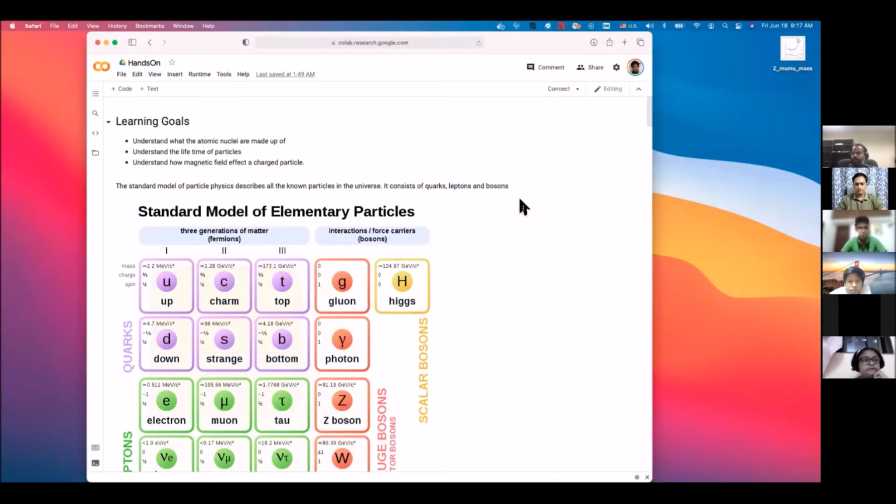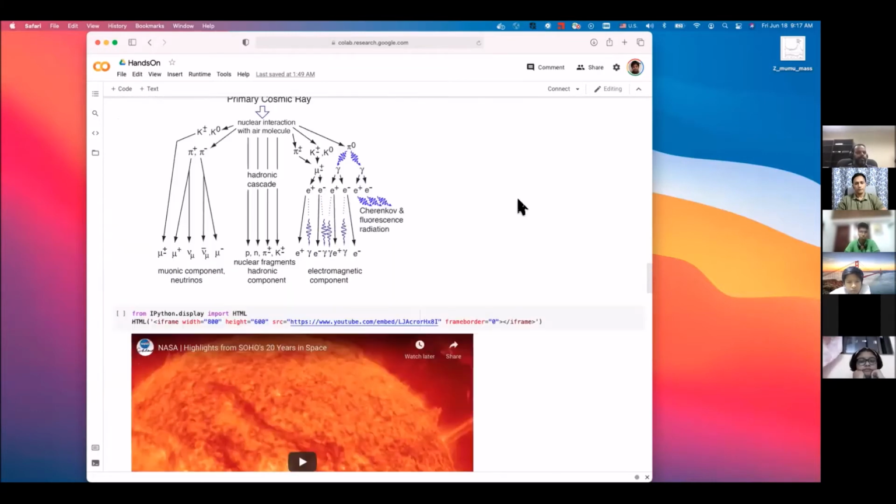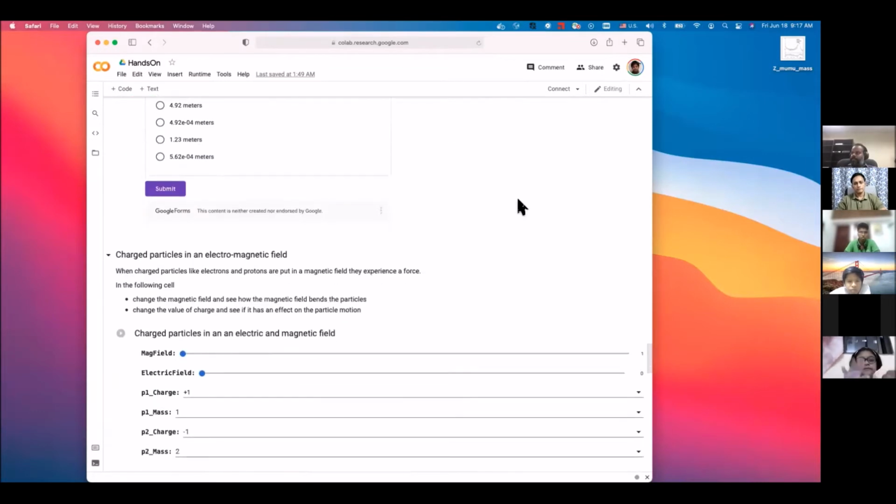So you all can open this link, right? What we will be doing is going through a couple of things to do, like some small exercises, just to get your hands dirty.